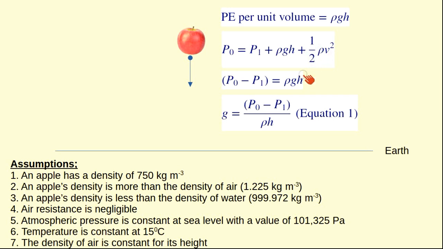So there's no kinetic energy. I'm going purely by potential energy. If I rearrange it in terms of g, I get P0 minus P1 divided by rho h. Equation 1.